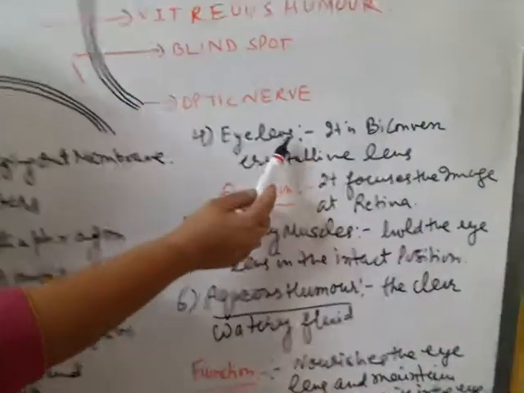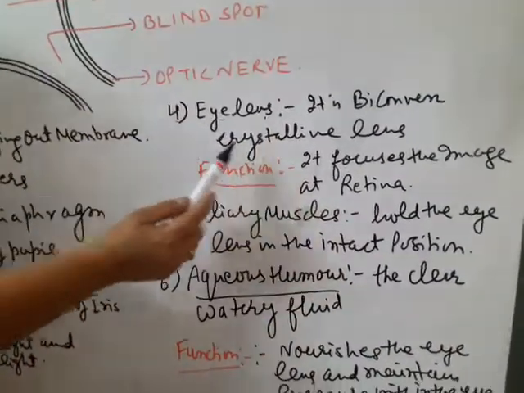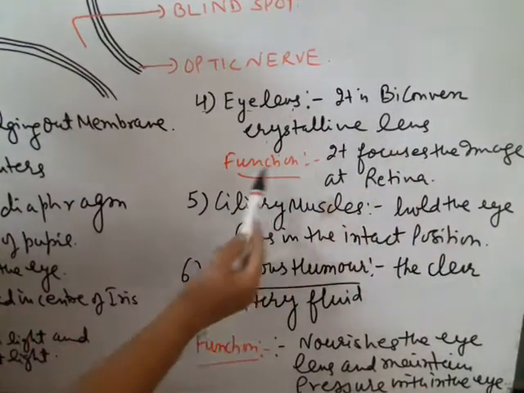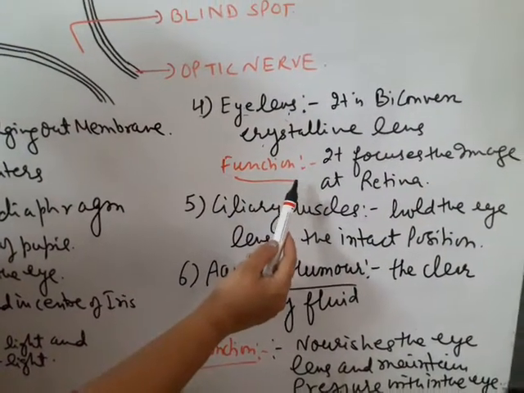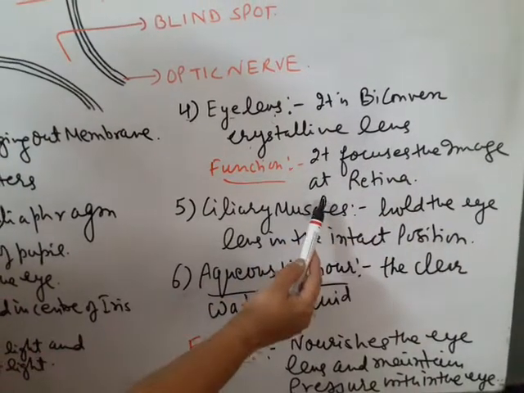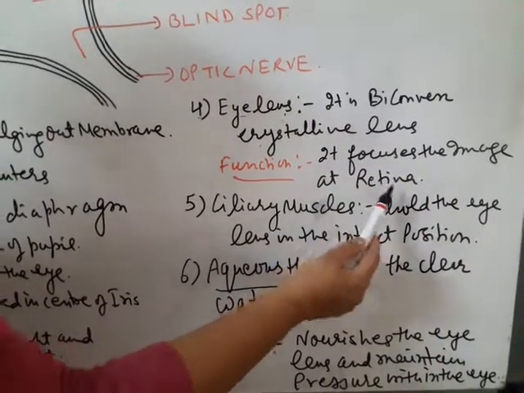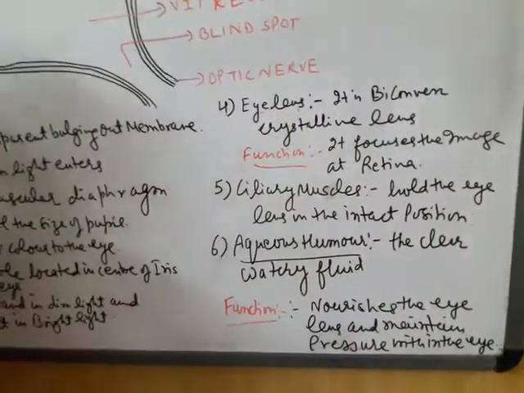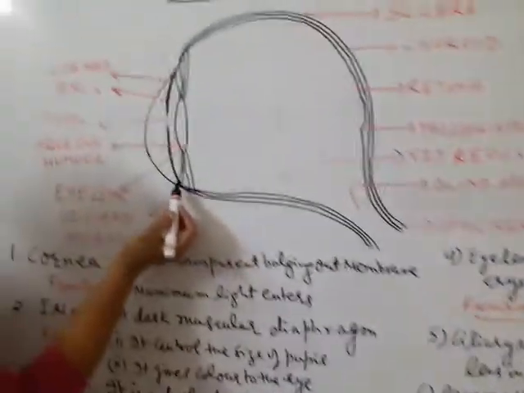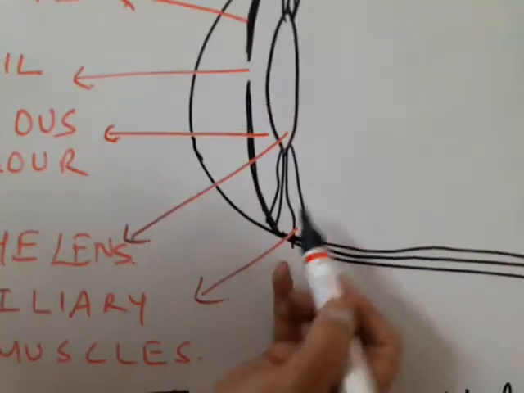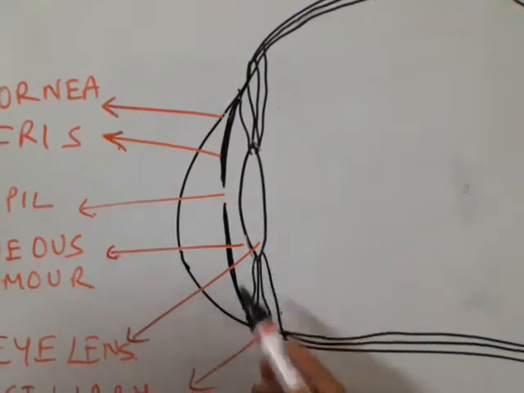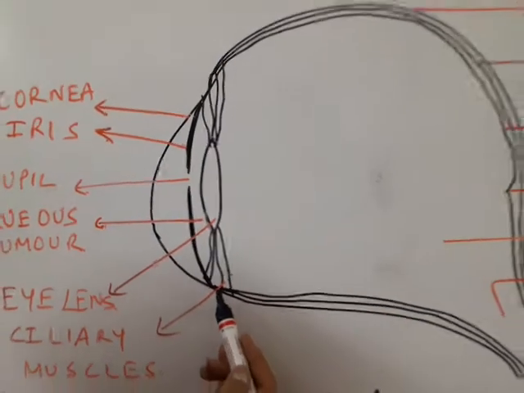Fourth is eye lens. Eye lens is a biconvex crystalline lens, and the function of the eye lens is that it focuses the image of any object at the retina. Fifth is ciliary muscles. You just see, these are ciliary muscles and they are holding the eye lens in the intact position.